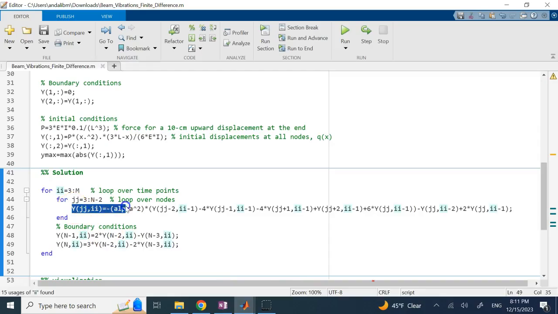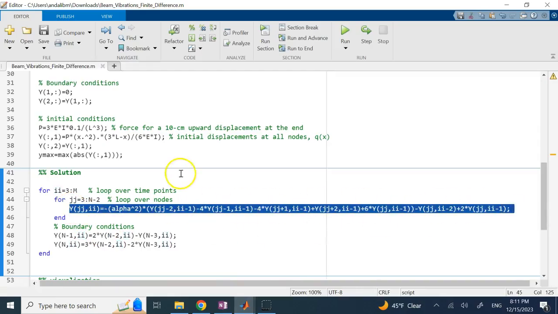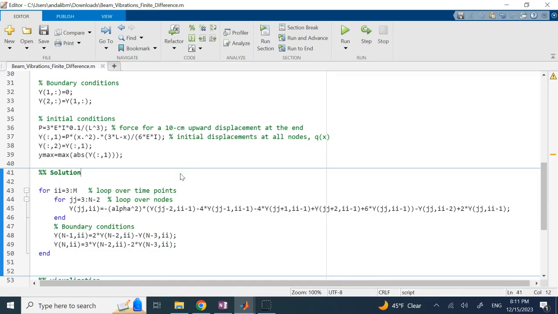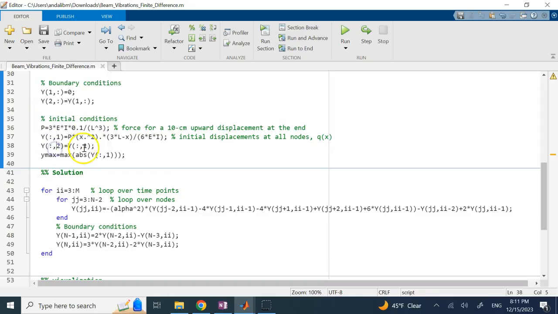This is my big update equation, which works for all the interior nodes, from the third node from the left all the way to the third node from the right. And for the initial condition here, you can see that I forced the second time point and the first time point to be the same, but for the first time point, I used this cubic function here. And why did I choose this cubic function? Because it satisfies all of the boundary conditions. This is actually the deflection of a cantilevered beam under the external force P at the end.